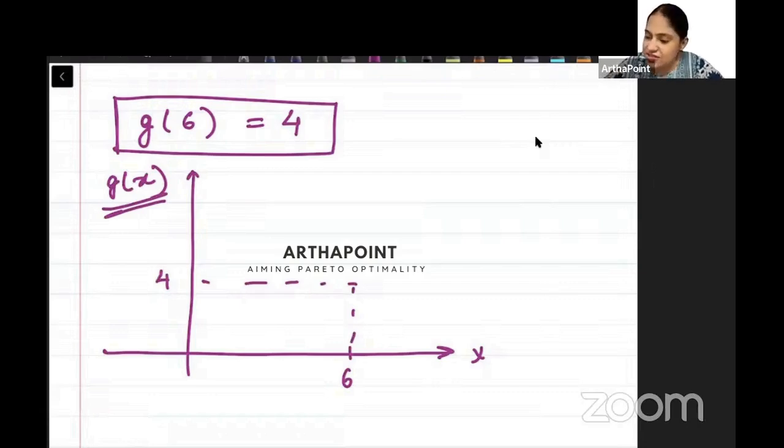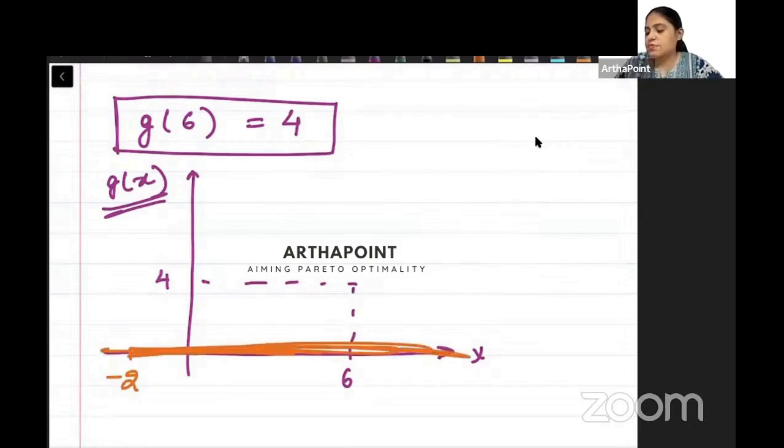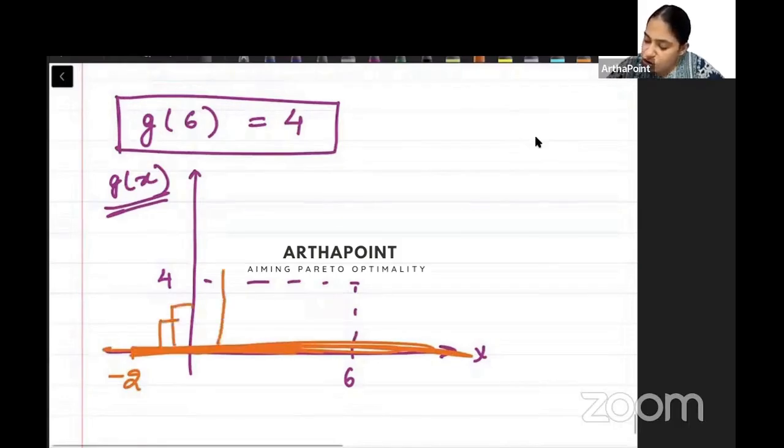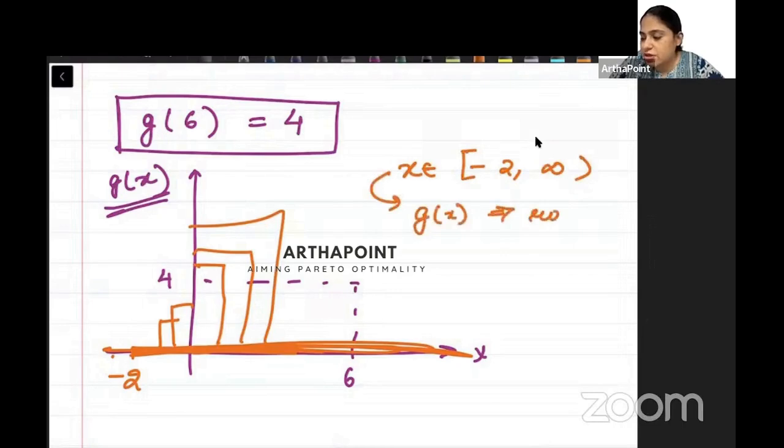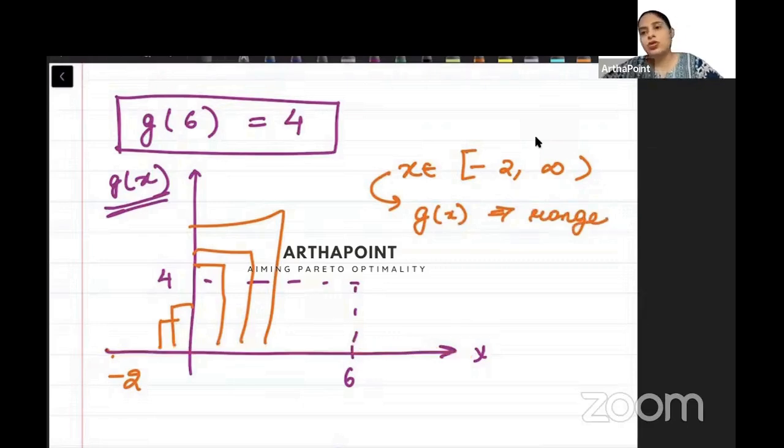Right? x is defined from -2 towards infinity. All values x can take, -2 to infinity. For all values, whatever value the function will take when x takes values from -2 to infinity, that will be the range of the function. Whatever values the function takes, we call that the range. Is this clear? Now let us try to find the entire range of the function.